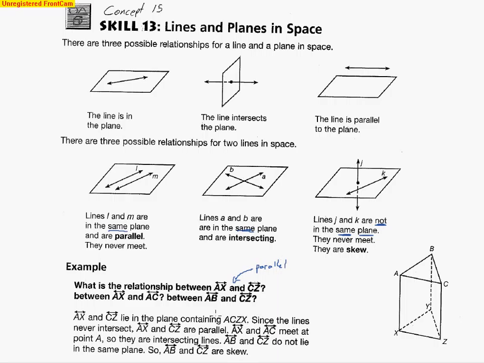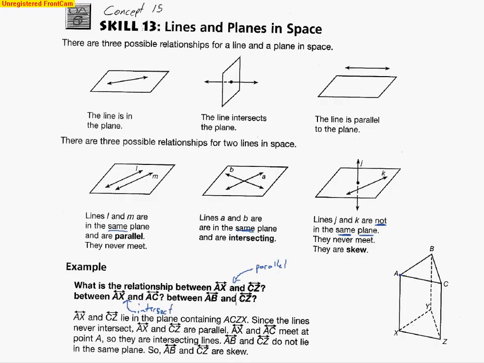And then let's take a look at AX and AC. Notice they share a common point at A, and so they are also in the same plane, that same ACZX plane. And so those lines are intersecting. They intersect at that point A.